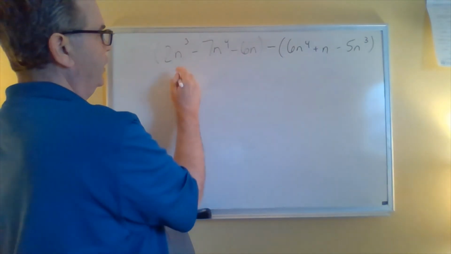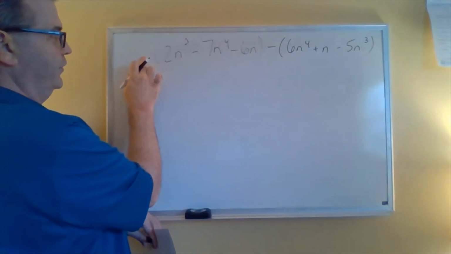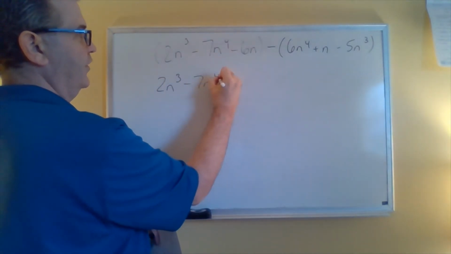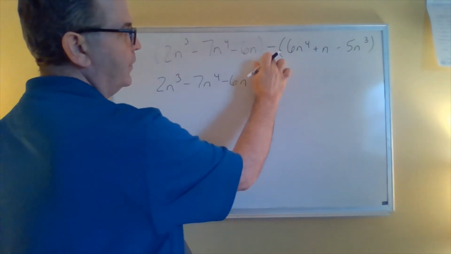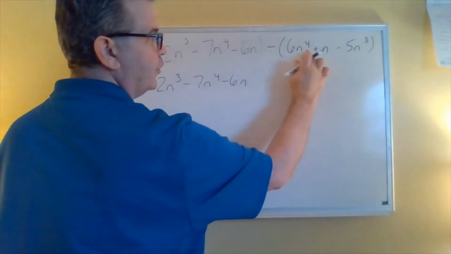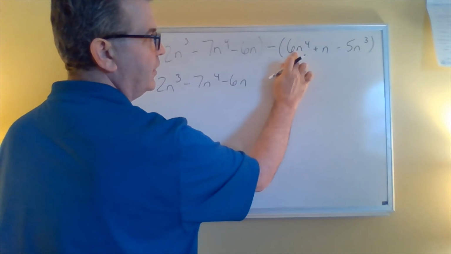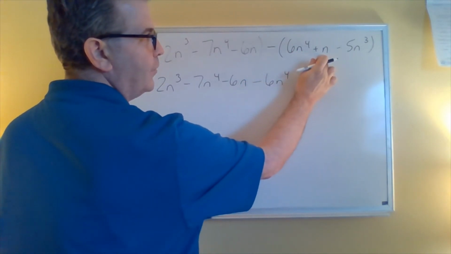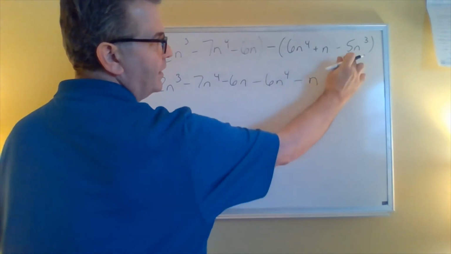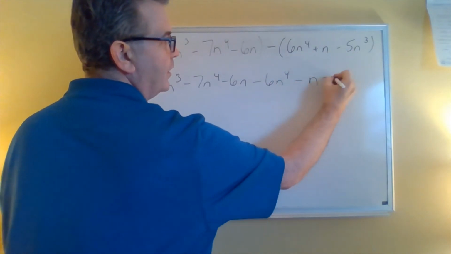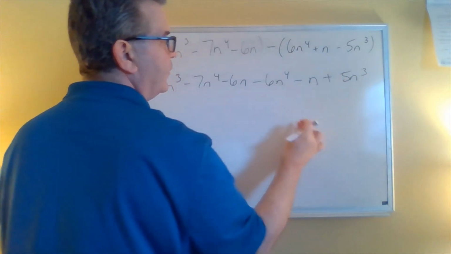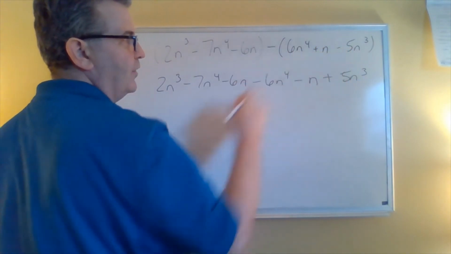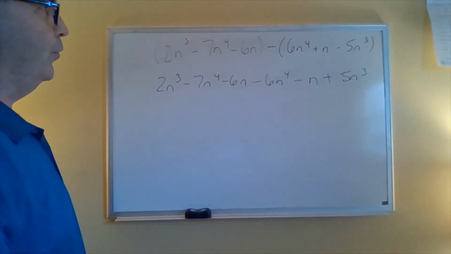What we're going to do is rewrite this first one as is, because there's no minus sign in front of it. However, because we have this minus here, we're going to flip the sign in front of each term. That positive 6n to the fourth becomes a negative 6n to the fourth. That positive n becomes a minus n. And that minus 5n cubed becomes plus 5n cubed. So this minus sign out in front requires us to flip the signs on everything in here when we rewrite that equation with no parentheses.